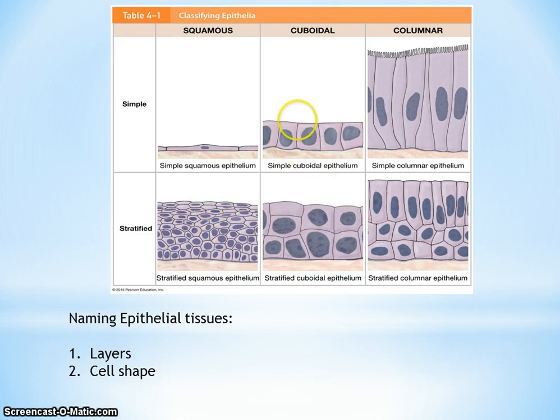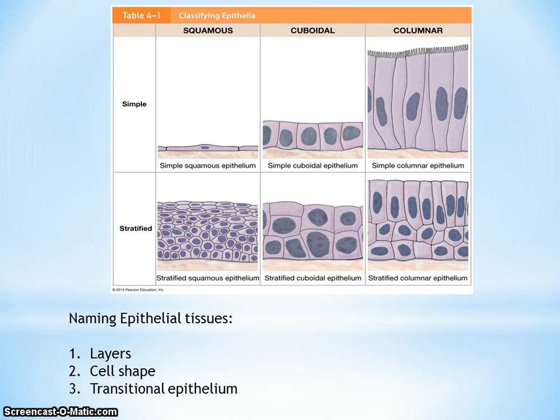Secondly, we have cuboidal cells. They are squarish. Typically, you're not going to find a nice, neat, square cell with 90-degree corners like is depicted in this picture. The third type is a columnar cell, which is taller than it is wide.